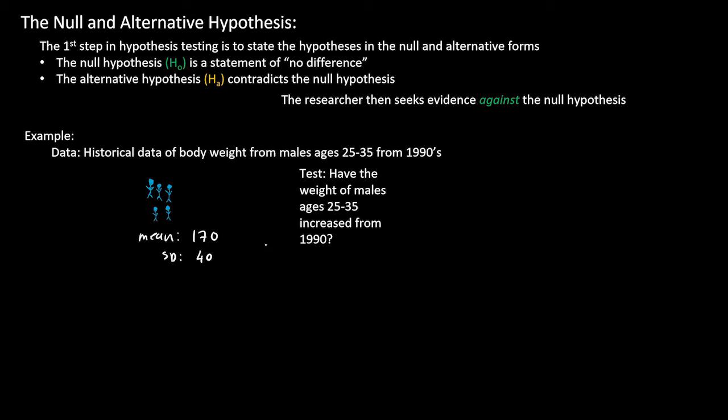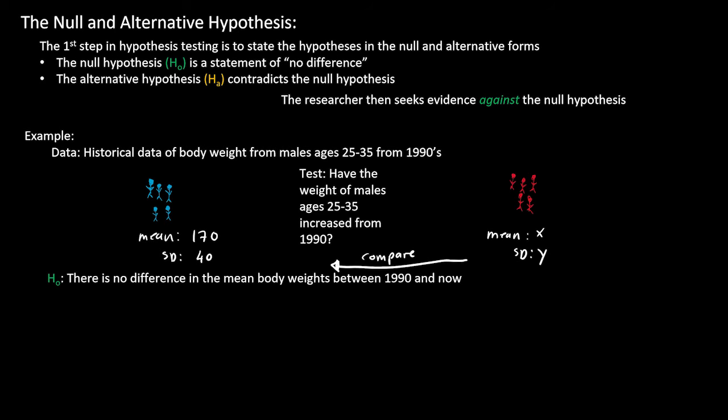Now, for our test, we can say that the weight of men in this age group, 25 to 35, has increased from the 1990s. So we go out, collect our surveys, get our data, and calculate some mean for the current population of X and some standard deviation of Y. Now we can use this data to compare it back to our historical data and see if the weight has actually increased.